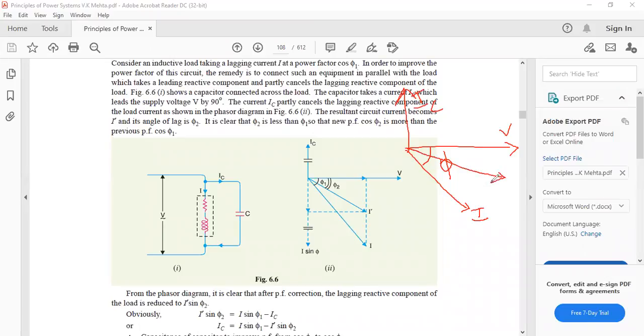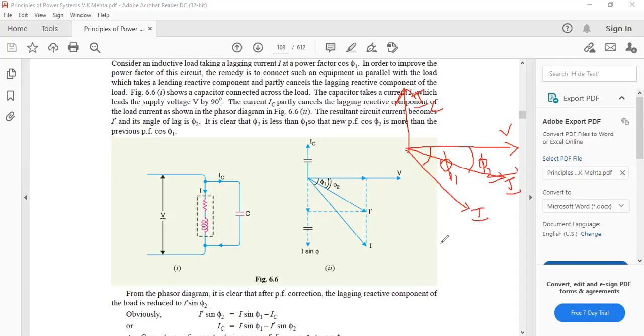After installation, previously the angle is phi 1. After installation of the capacitor, it changed to phi 2. Why? Because it cancels some amount of lagging current. By injecting the leading current, it partially neutralizes the lagging reactive current component. So here the current becomes I dash. There is some change in the reactive component, and that is what we are going to analyze now.